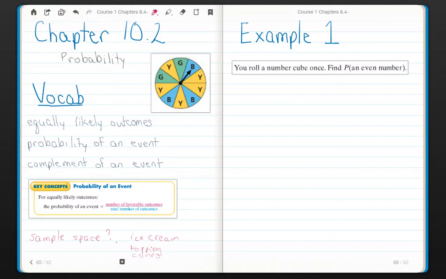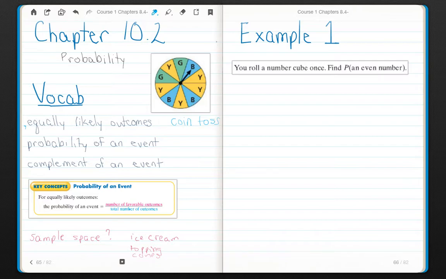what are all of the different combinations you can create? Today, we're going to talk about the probability of one of those combinations actually occurring. So our vocabulary for today is equally likely outcomes. For example, a coin toss. If I toss a coin, my two outcomes are equally likely to happen. I have heads or I have tails. They're my only two choices, and they're equally likely to occur.